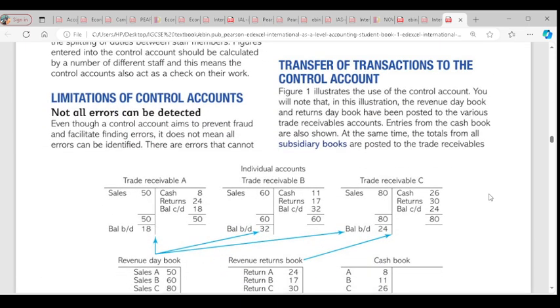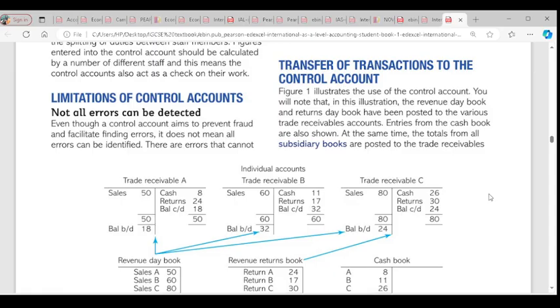The first limitation is that not all errors can be detected. What does that simply imply? You can still make errors in the course of posting in your ledger account. The control account does not state where errors are coming from if they are not in the control account. So it is limited to sales and purchases. It can only detect errors from sales and purchases, which means errors from the invoice. That is the only thing it can detect. If there are other errors, it cannot detect them.